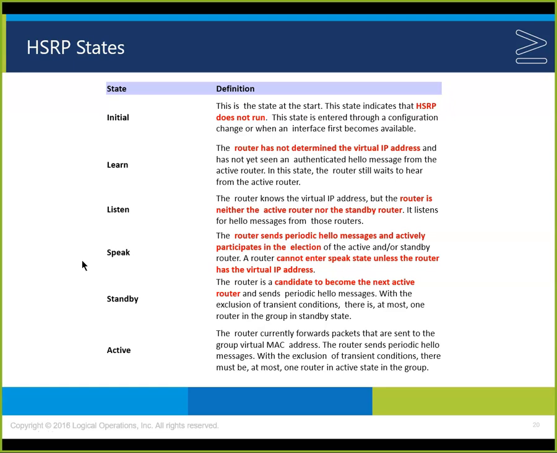The speak state sends periodic hello messages and actively participates in the election. So speak, maybe think about it as doing the debate and doing the election. It cannot enter the speak state unless the router has a virtual IP address. And then the standby state, candidate to become the next active, and then the active is the one that's going to be doing the packet forwarding.